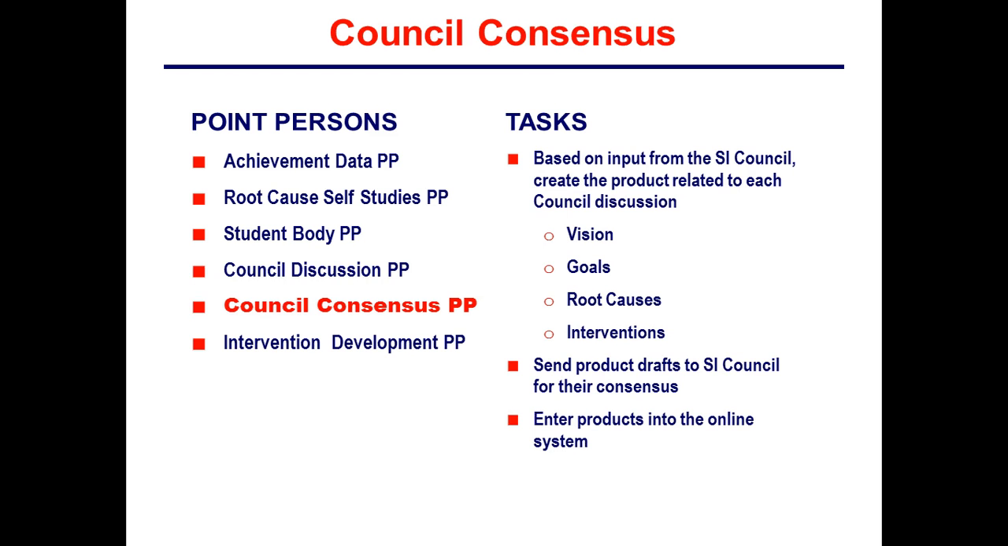Then the next one is the council consensus point person. That person, after all the input comes in, you'll need to create a product. And the product will be either things like a vision statement, your goals, your root causes, and your interventions.